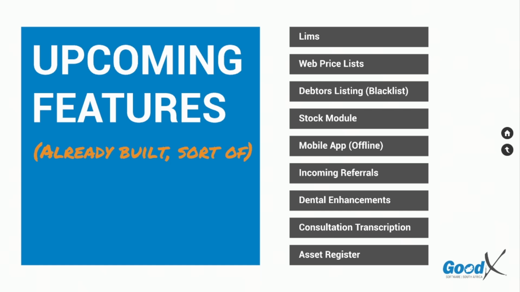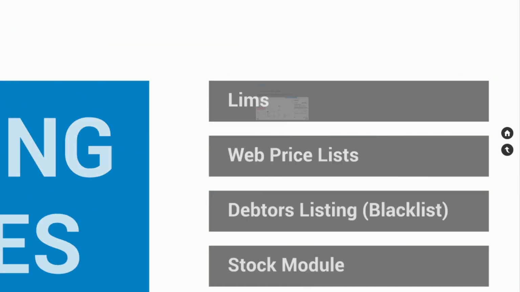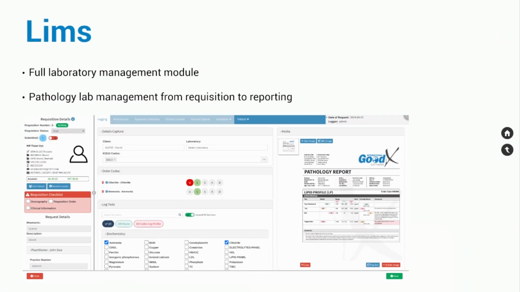Okay, these are upcoming features. They are already built, sort of. The first thing is a new LIMS system that we're building together with Sarba in South Africa, that will be rolling out at the beginning of next year, sometime there. It's a complete laboratory management module. We've never had this in GoodXweb. If you're a laboratory in the UK, you can also come and talk to us if you want to work with us, give feedback or see how it works. A whole management system from requisition to reporting.